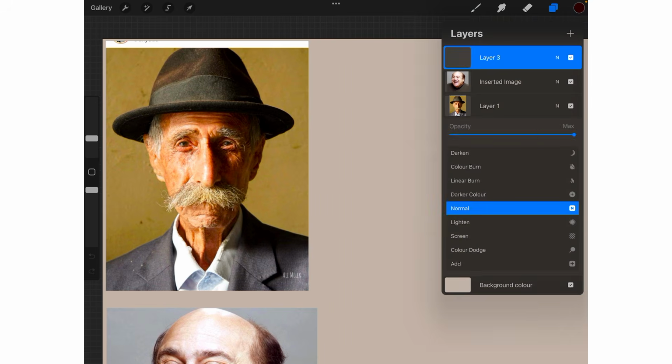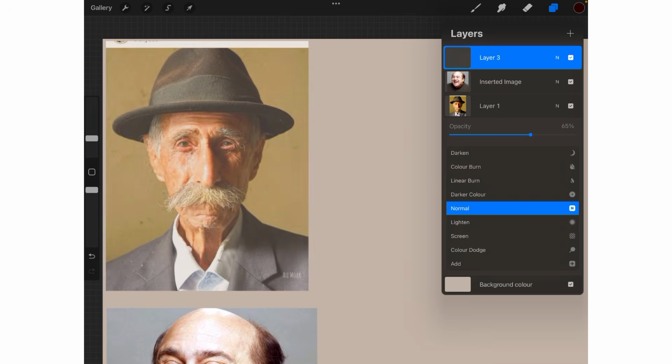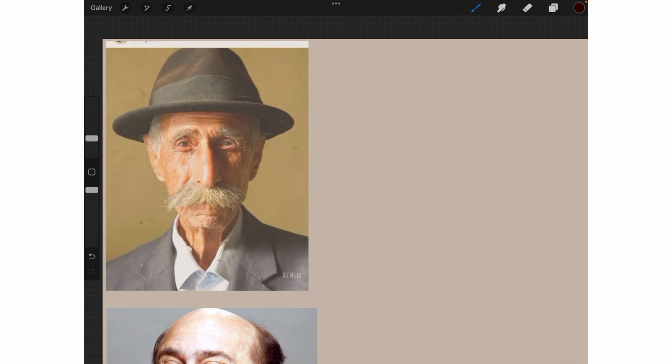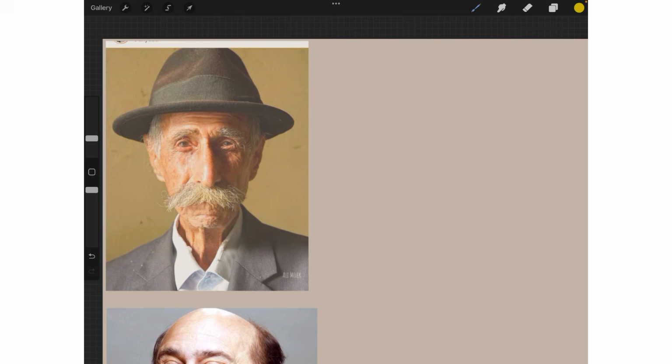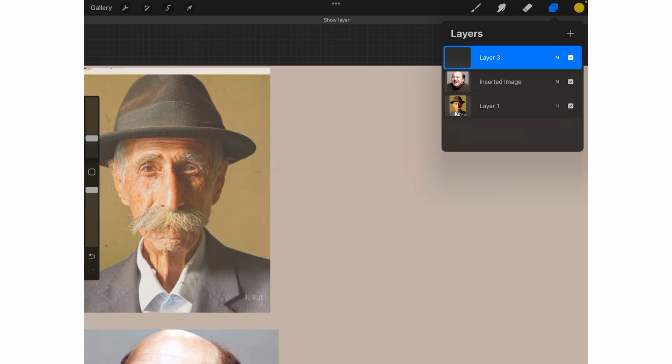So let's see how we can create a character using these two references. Starting off with this particular reference, as you can see, by default the head of the subject is somehow oval.